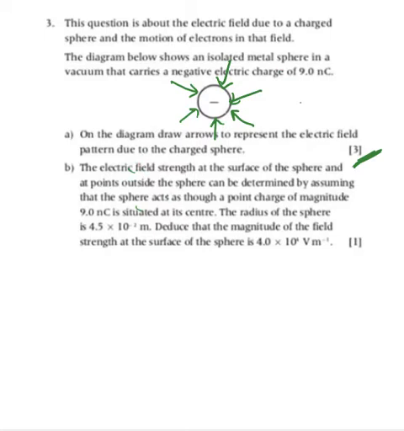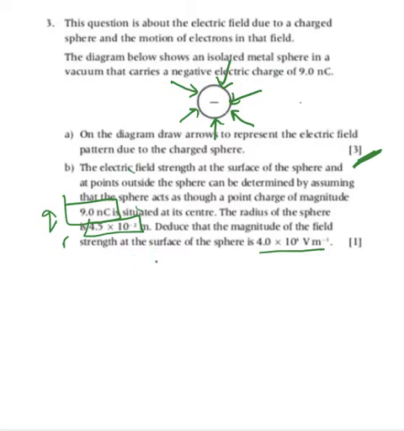Part B: the electric field strength at the surface of the sphere is determined by assuming that the sphere acts as though a point charge, 9 nanocoulombs, so this is the Q. The radius of the sphere, 4.5 times 10 to the power of minus 2, that's the radius. And we're asked to find the strength at the surface of the sphere. Show that it's that number. In such questions, you make the calculation which gives you this. So this is going to be your answer. Your job, the point of the question, is to show that calculation.